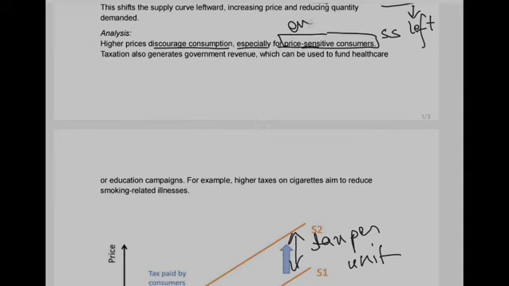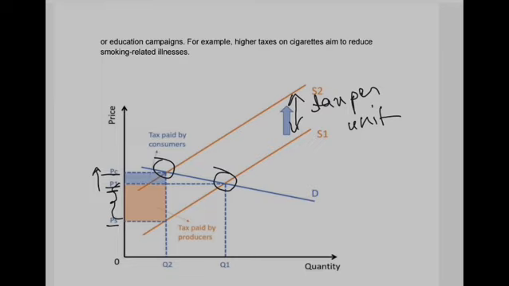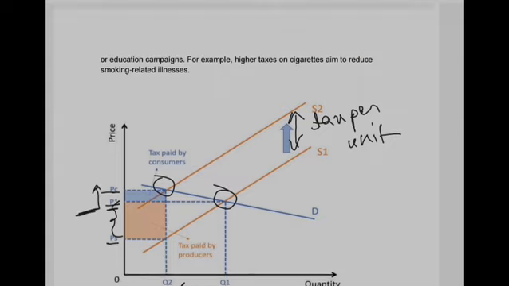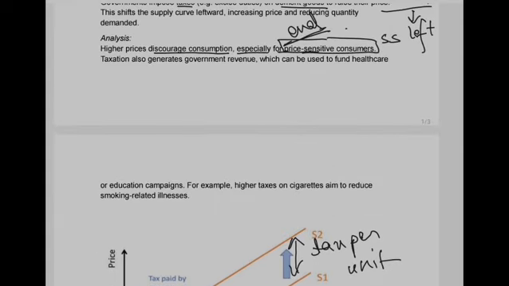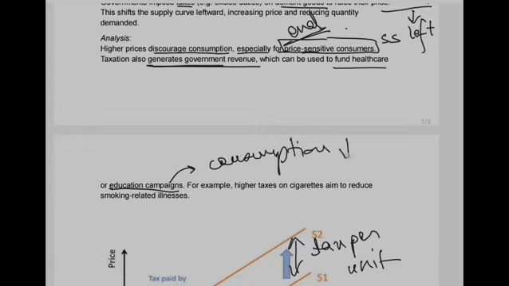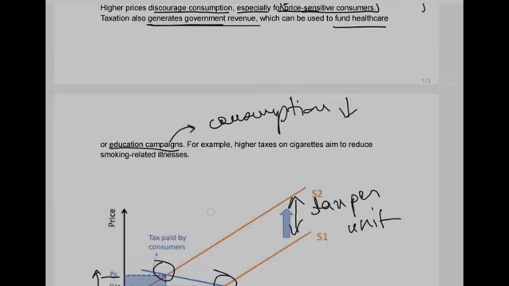This is also a part of evaluation that we will talk about later, but for analysis we will say that this discourages the consumption because of the rise in price, and the consumption will fall from Q1 to Q2. Also in the process, the government is generating revenue which can be used to fund healthcare or campaigns, again discouraging the consumption of the good in the longer term, right?